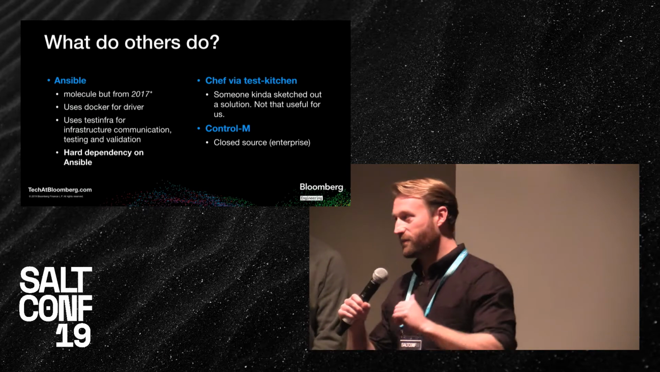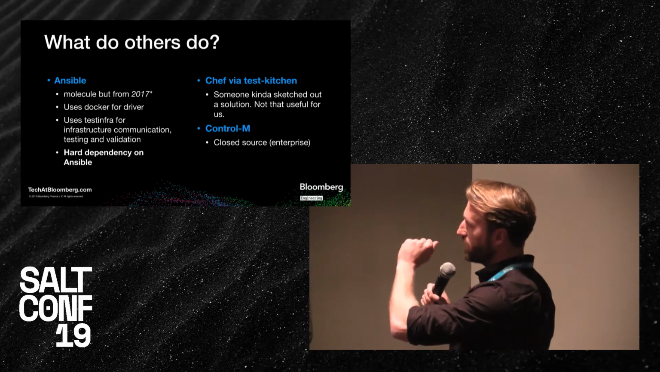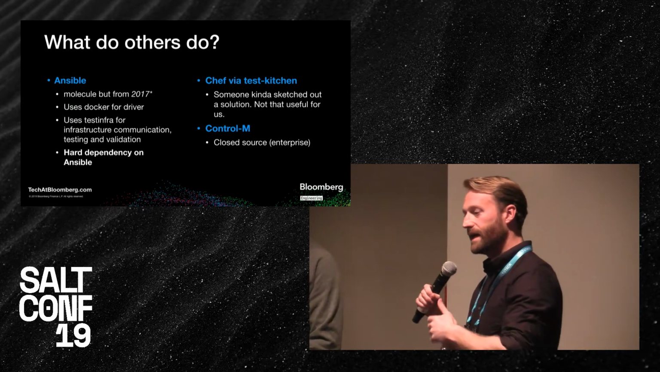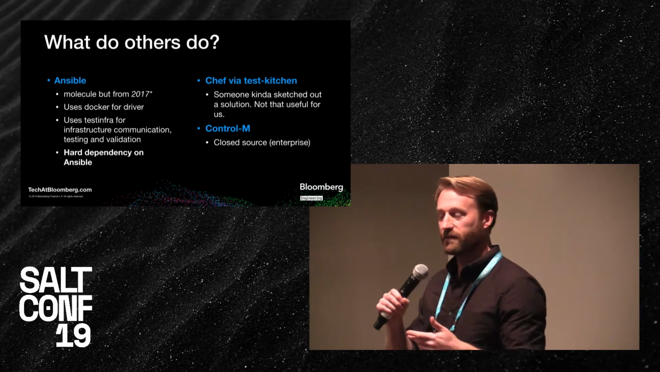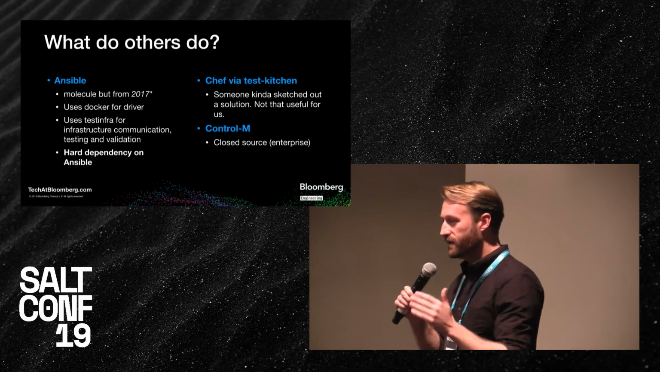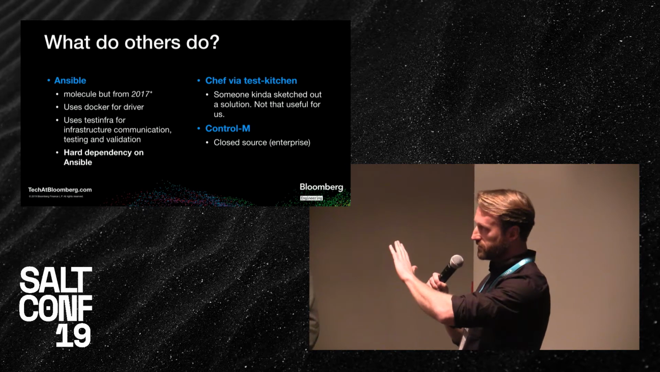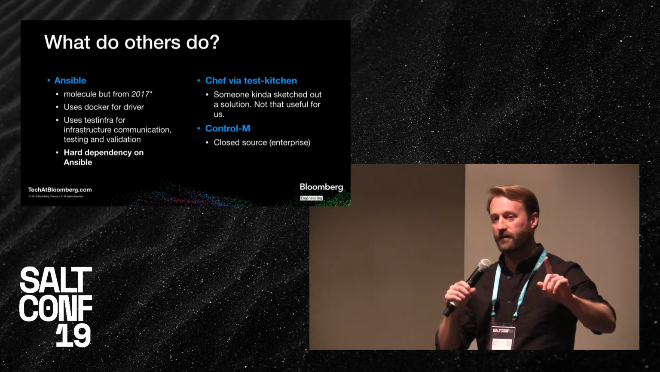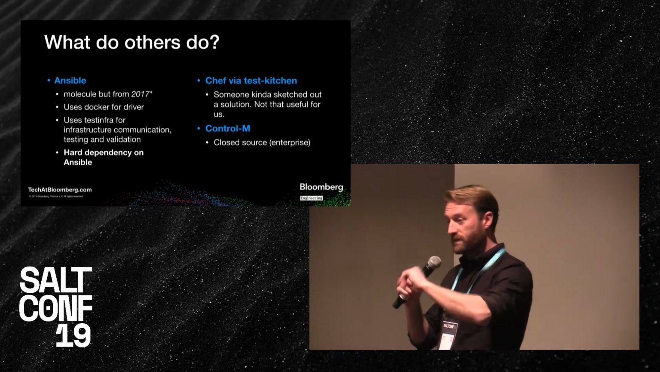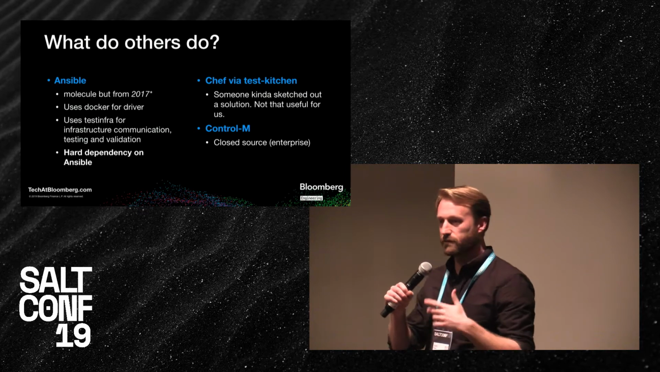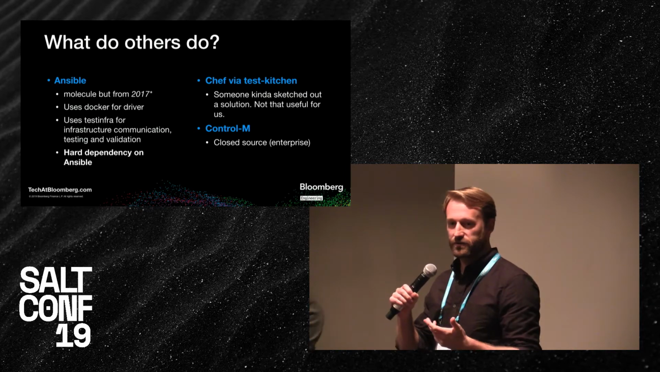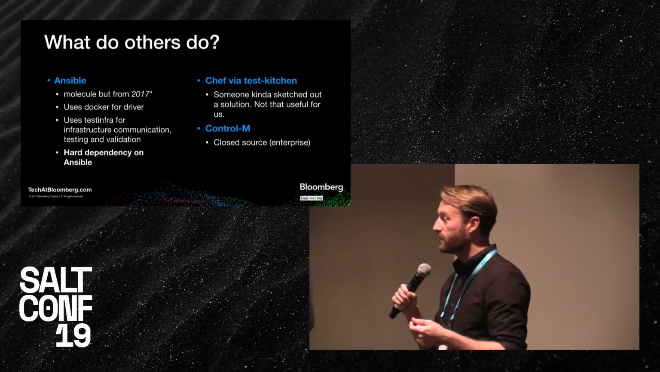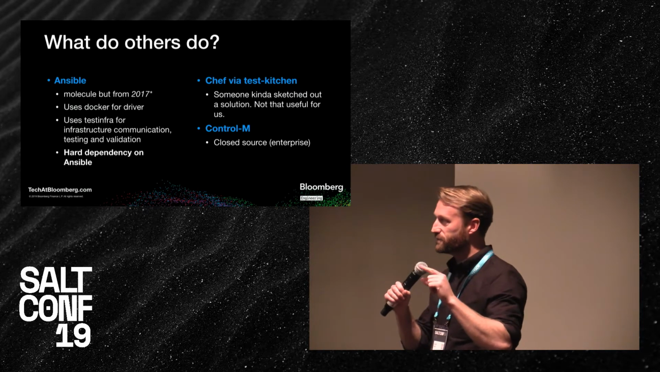Okay, so we look at some options, right? I'll start over here on the right. Chef via test kitchen. Someone kind of laid something out. They had some options out there, didn't really work. And just keep test kitchen in the back of your mind because we're going to kind of come back to that. Control M. I don't know if many of you guys heard of Control M. Needless to say, enterprise solution, closed source, not a lot of literature out there about how people are testing or even if they're testing. We don't know, which leads us to Ansible.